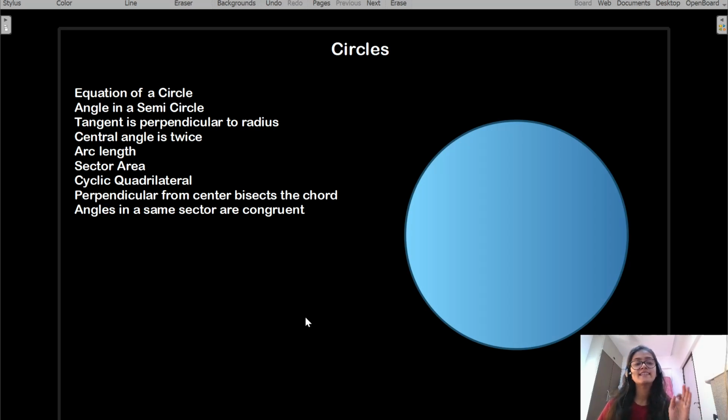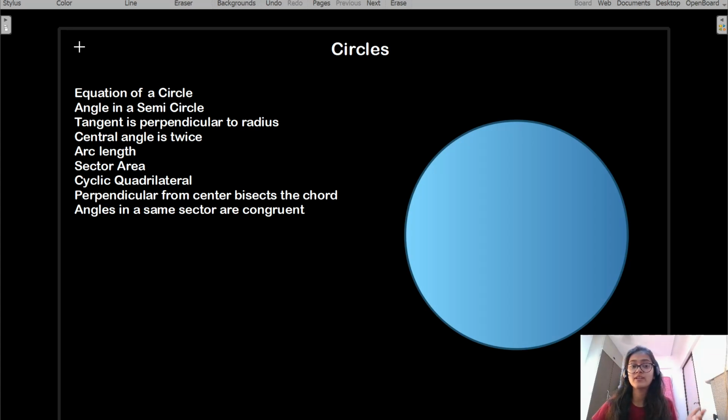Okay, so here is every single circle concept that you need to know in order to prepare for your SAT math. First one. Okay, the thing about the questions of circles is that most of the students think that they are gonna leave or they're gonna skip the questions of circles in the exam.